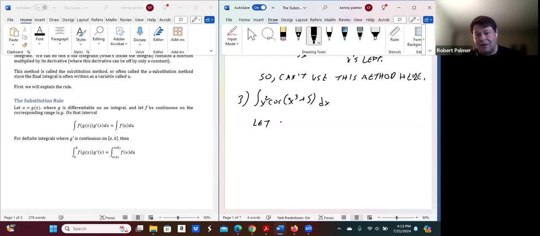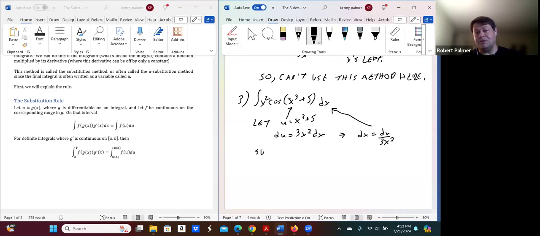So let u equal x cubed plus 5. And then once again, just like before, this is the same as our previous example. du, the derivative of this, is 3x squared. The derivative of 5 is 0. Then the derivative of x is dx. Okay, and once again, this means that dx is equal to du over 3x squared. So once again, we're going to substitute the u in here, and the dx here.